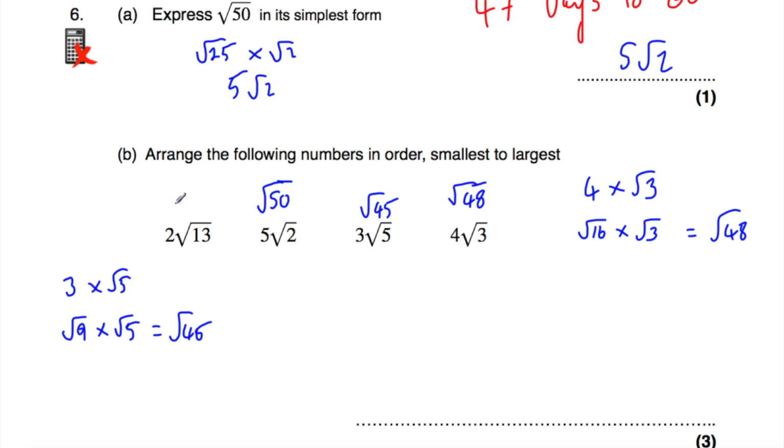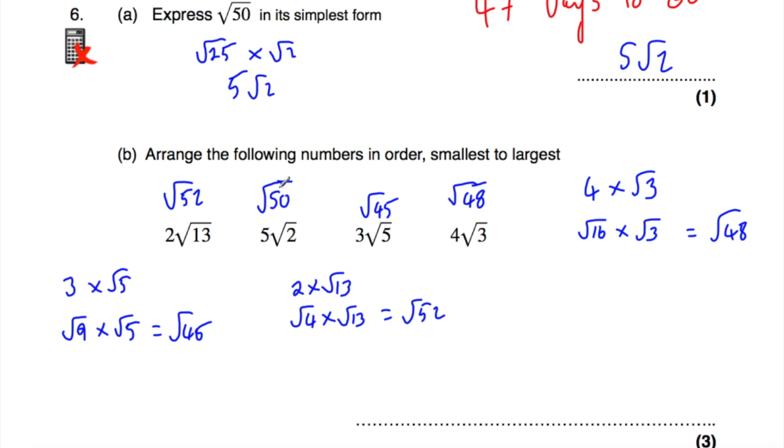Okay, next let's have a look at 2 root 13. Okay, so 2 root 13, that's 2 multiplied by root 13. The square root of 4 is 2, so that's the square root of 4 multiplied by the square root of 13. And root 4 times root 13 is root 52. So this would be the square root of 52.